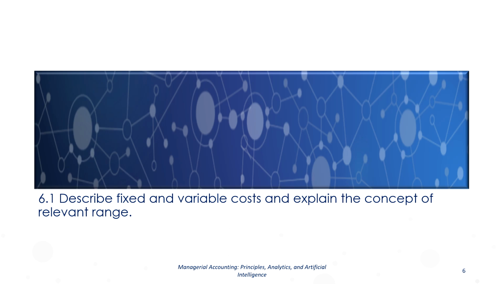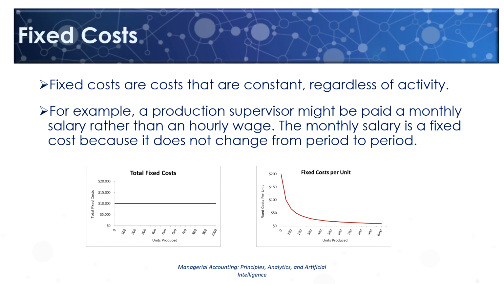Now we move into the first learning objective related to fixed and variable costs. Fixed costs are costs that stay the same regardless of production volume. A good example is the salary of a production supervisor. The supervisor is paid a monthly salary that does not change if the factory produces more or fewer units. So total fixed costs remain constant in total, but fixed cost per unit changes based on production volume.